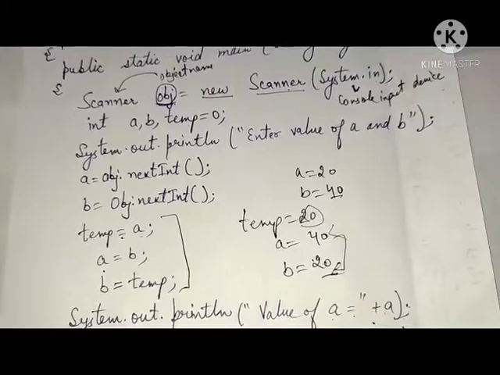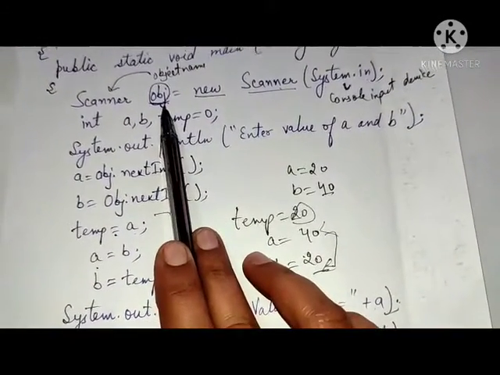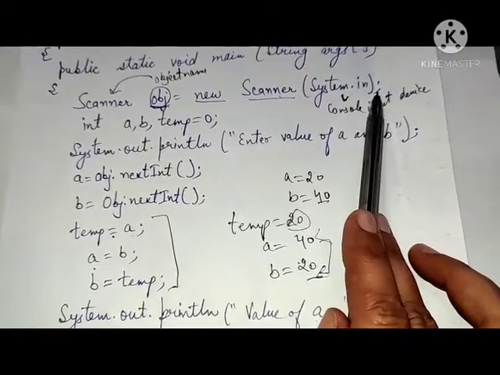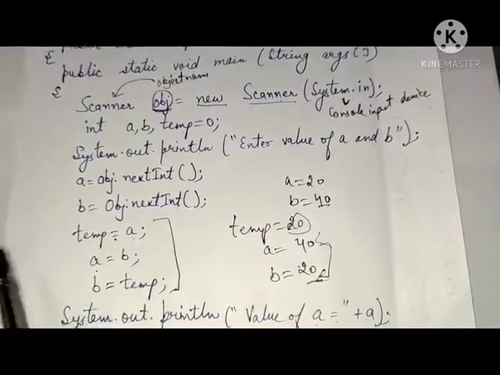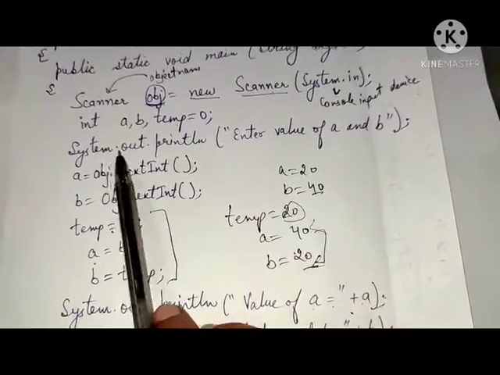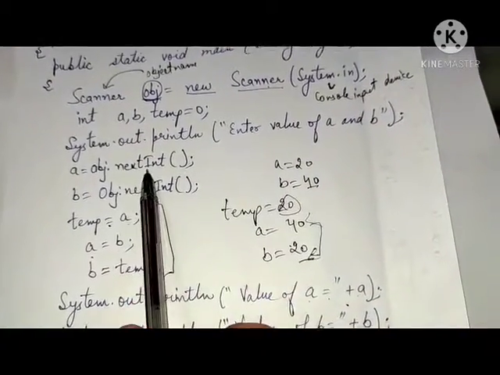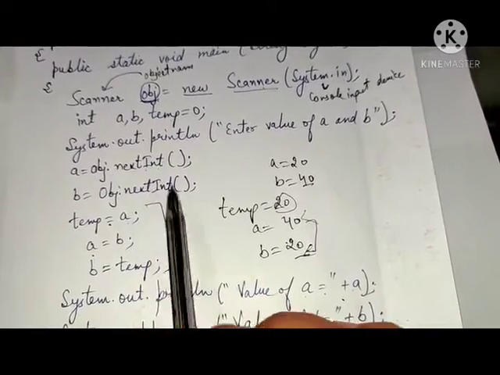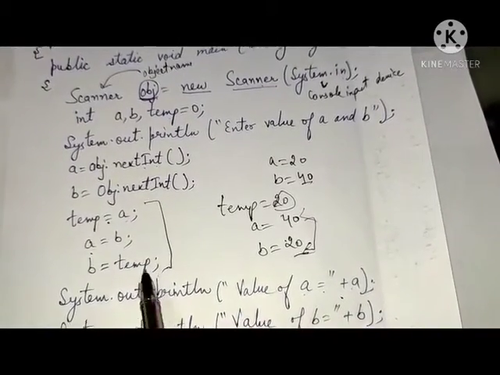In the scanner class, just create the object of the Scanner class and write System.in in the parentheses of the Scanner constructor. Then we have to write the nextInt method if you are using an integer value. If you are using a float value, then nextFloat according to that. Then you just write the logic of the program.